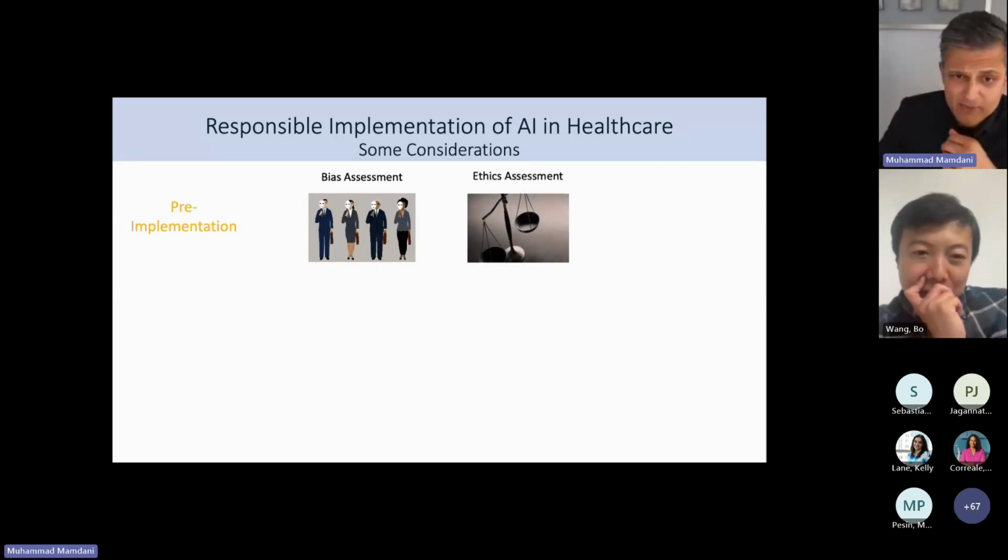Then, of course, there's ethics assessment. There are some algorithms that are very sensitive. We have one, for example, that identifies patients that may not want to be identified. But these are patients that need care and need help.